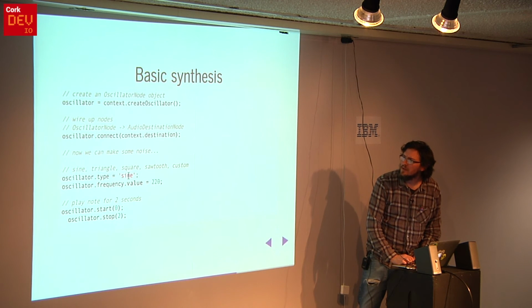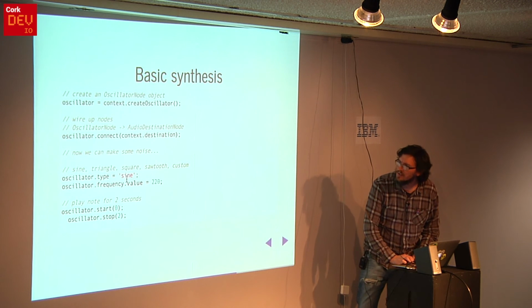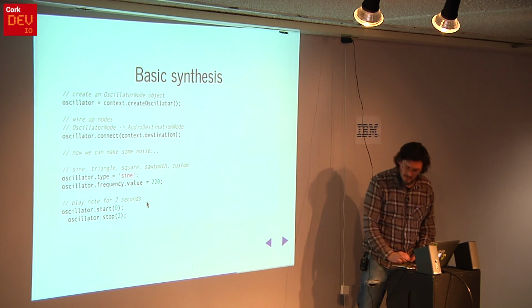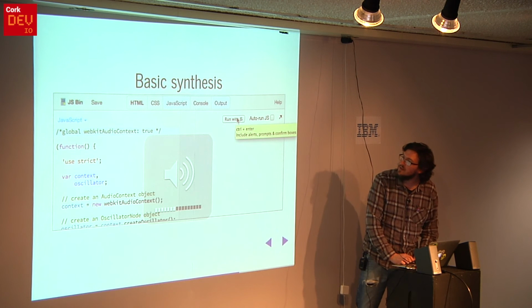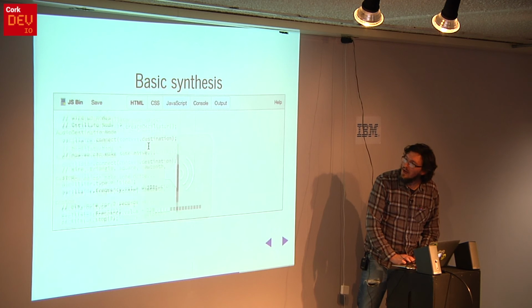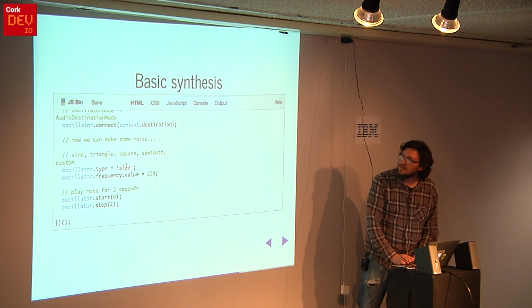Then you set your type. I wrote sine in there, but actually you're supposed to do oscillator.sine, like it's a constant. You can set your frequency value, and then you can start and stop. So we'll have a quick listen to what that's like. This isn't going to be that exciting because it's just a sine wave. And it starts and stops after 2 seconds.